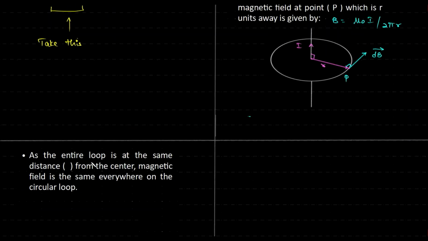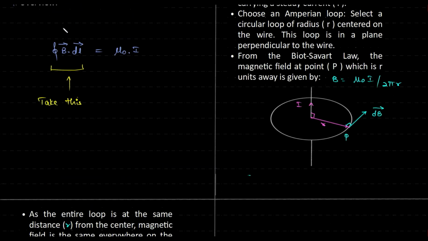As the entire loop is at the same distance R from the center, the magnetic field is the same everywhere on the loop. Why are we talking about this? Because we want this integration to be simple. If B is constant, take it out and just integrate dl, as simple as that. So we have chosen a loop in such a way that it is R units away, it's circular, and the center is the wire. With all of these factors, this makes sense.